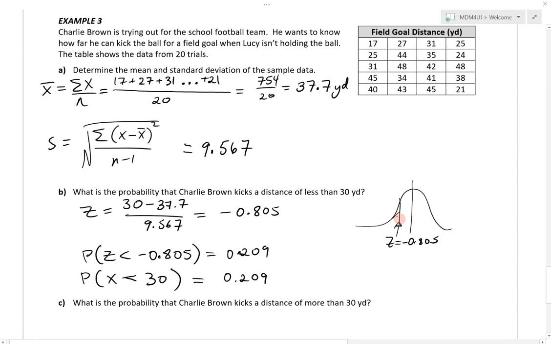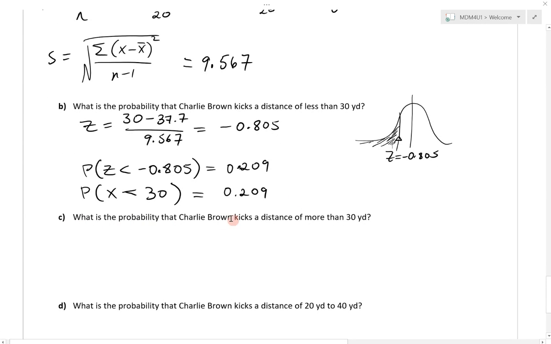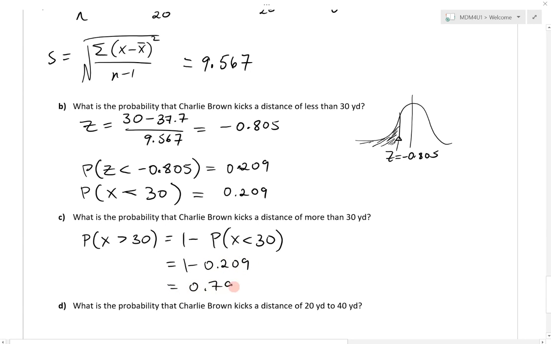Okay, remember the area under the curve represents the left side of the z-score. And I should say the probabilities given to us in the table represent the left side of the z-score. All right, part C, what is the probability that Charlie Brown kicks a distance of more than 30 yards? This is just using the indirect method. The probability that the ball goes more than 30 is equal to 1 minus the probability of it being less than 30. This is very common with the more-than questions because the z-score tables only give you the left side. If you want everything above it, you have to subtract, using the indirect method. In this case, it's 1 minus 0.209, which is 0.791.